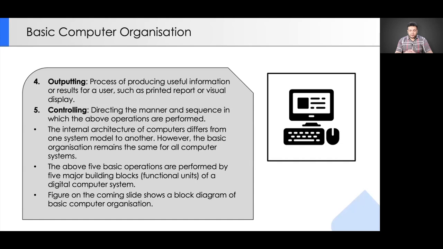Then next we have controlling. In computers, we have a component called the control unit. That unit is responsible for directing the manner and the sequence in which the various operations are performed. Those operations we already discussed: inputting, outputting, processing and storing. The internal architecture of computers differs from system to system, but usually every computer has some standard models, and the above five functions are common to all computers.